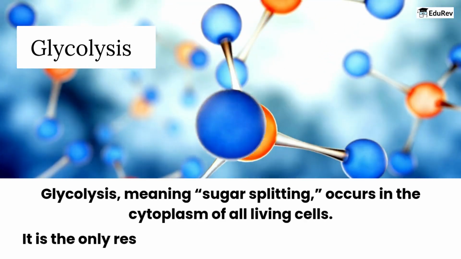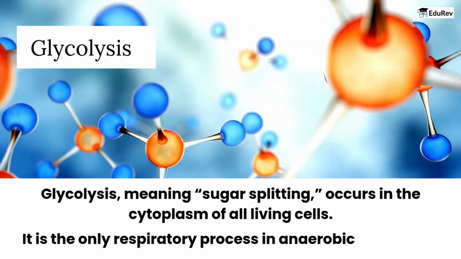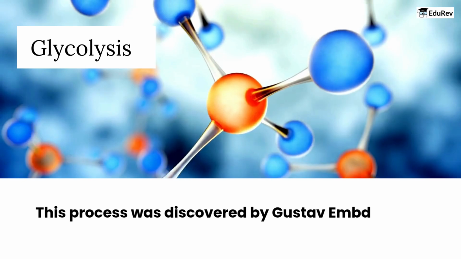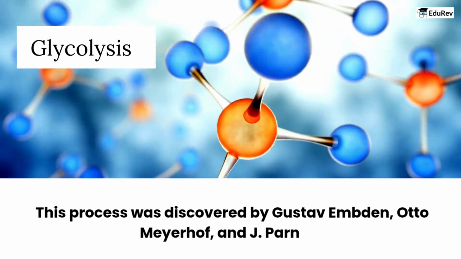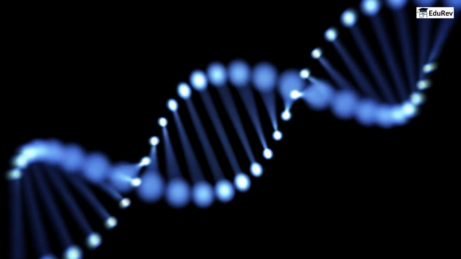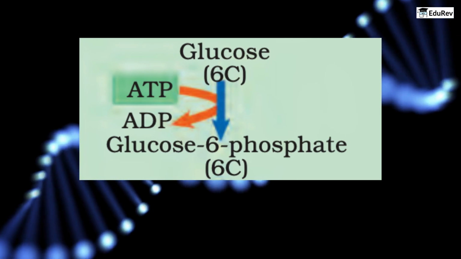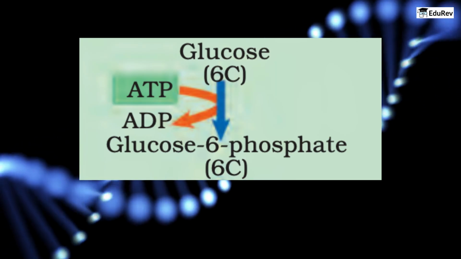It is the only respiratory process in anaerobic organisms. This process was discovered by Gustav Embden, Otto Meyerhof, and J. Parnas. Let us explore the detailed steps of glycolysis. We start with a molecule of glucose, a 6-carbon sugar.